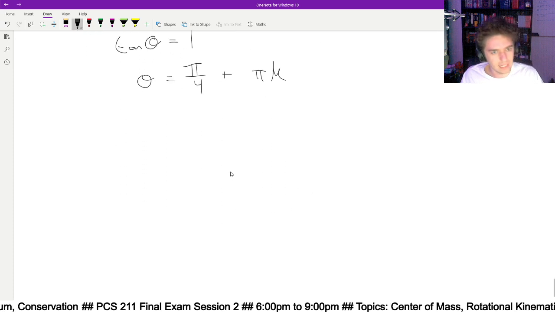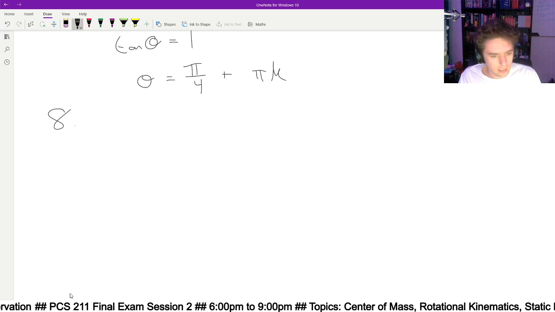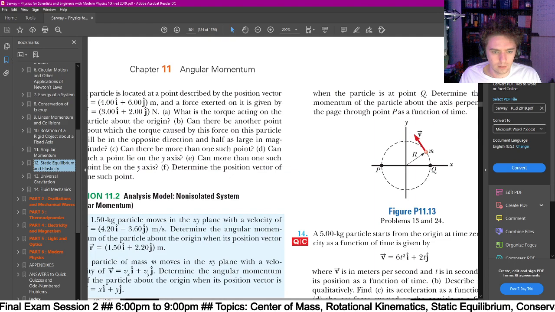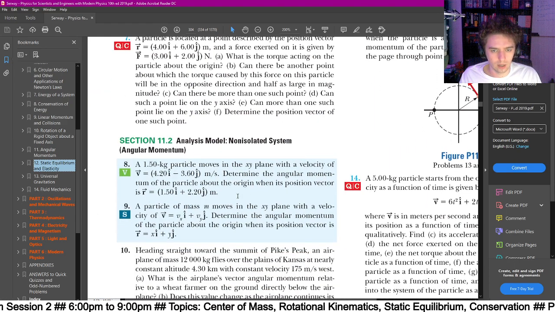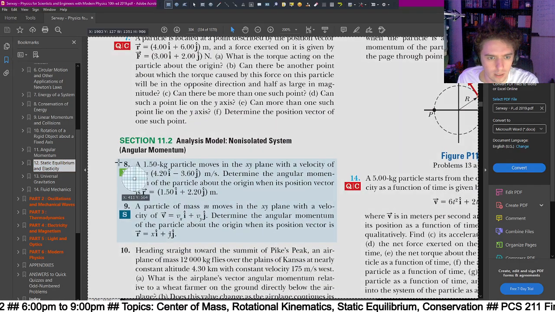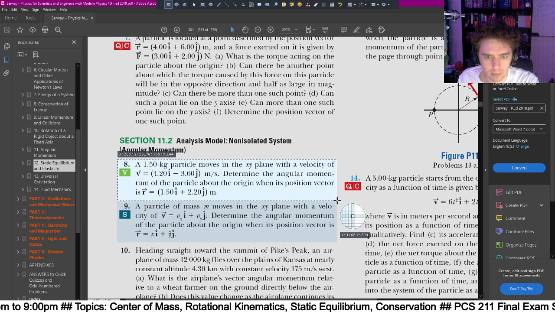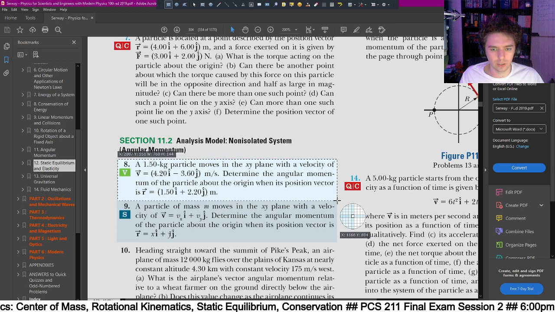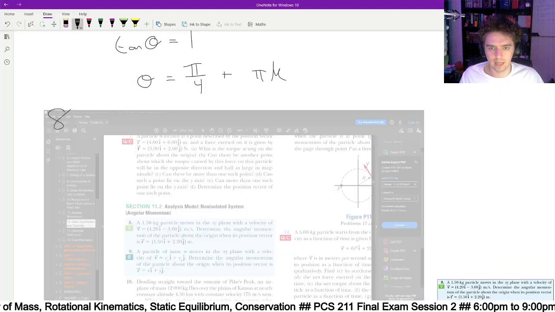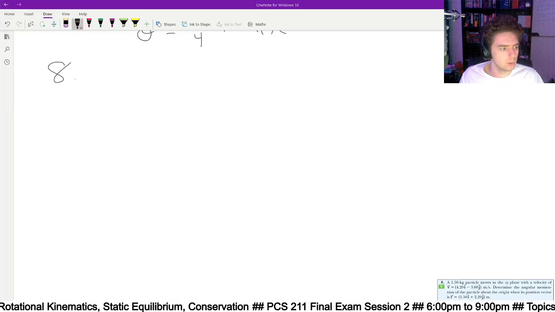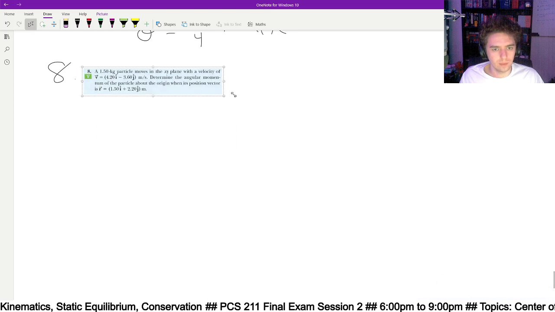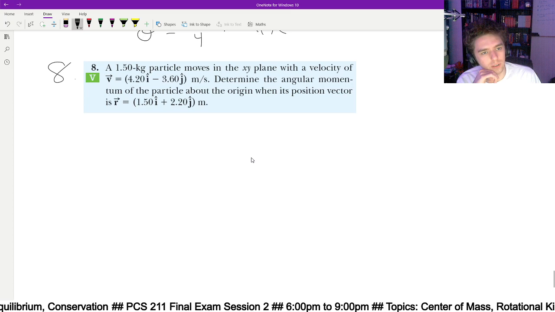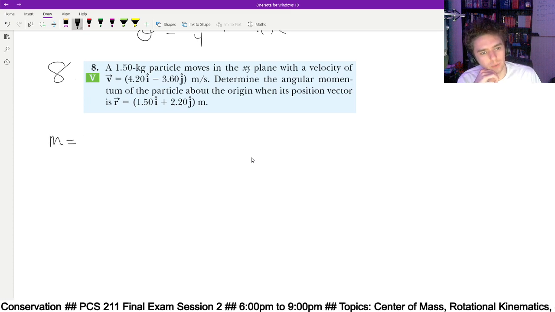That's number 3. So number 8 is here. Non-isolated system angular momentum. So a particle moves in the xy plane with the velocity of that. Determine the angular momentum of the particle about the origin when its position vector is that. So the mass of the particle m equals 1.5 kilograms.